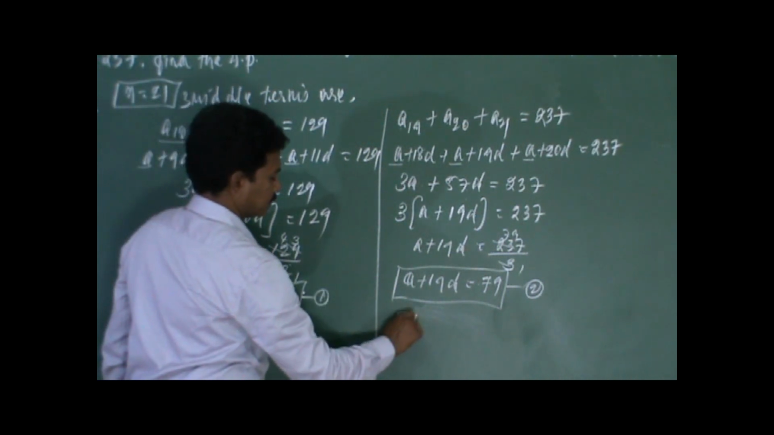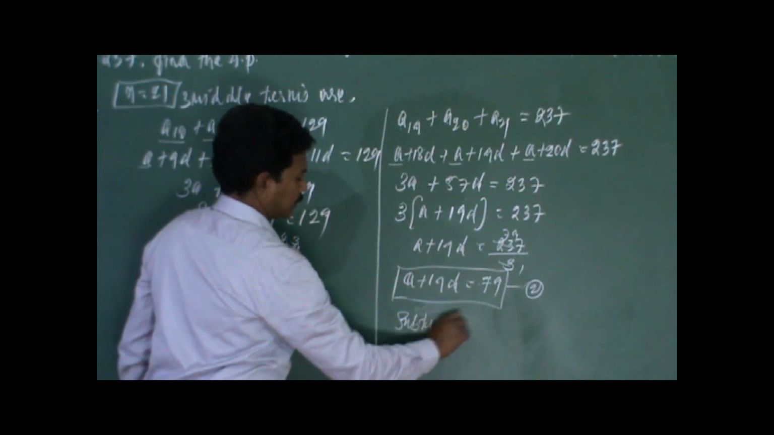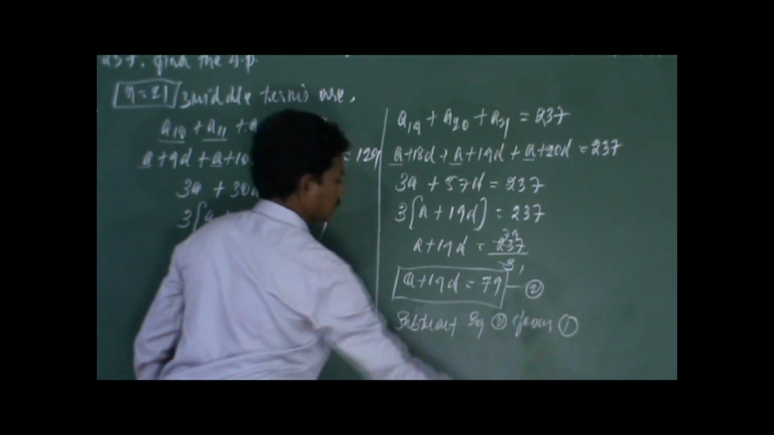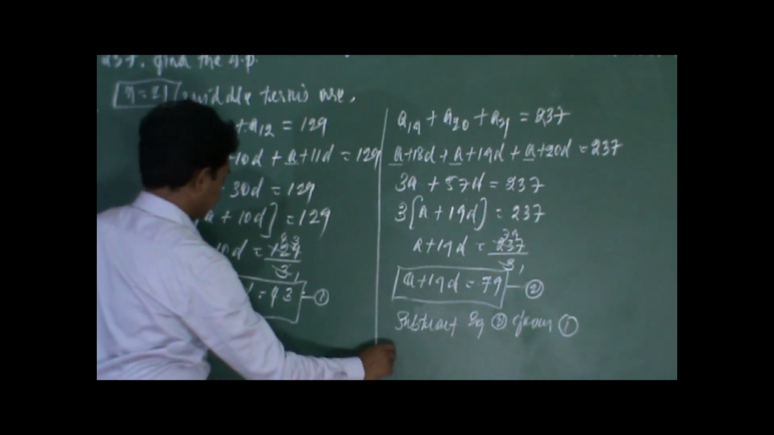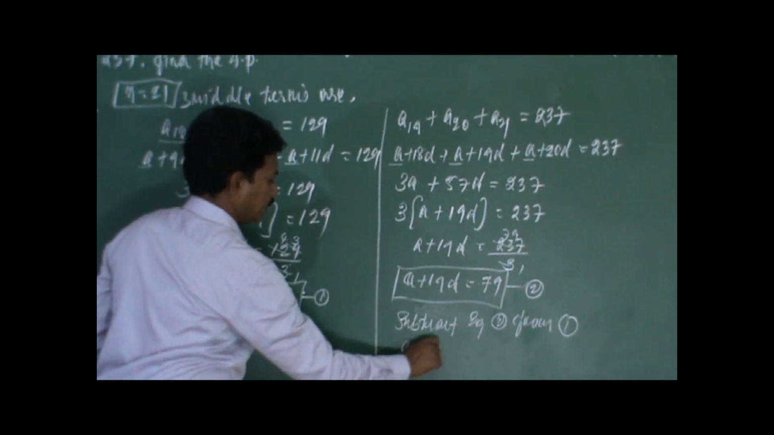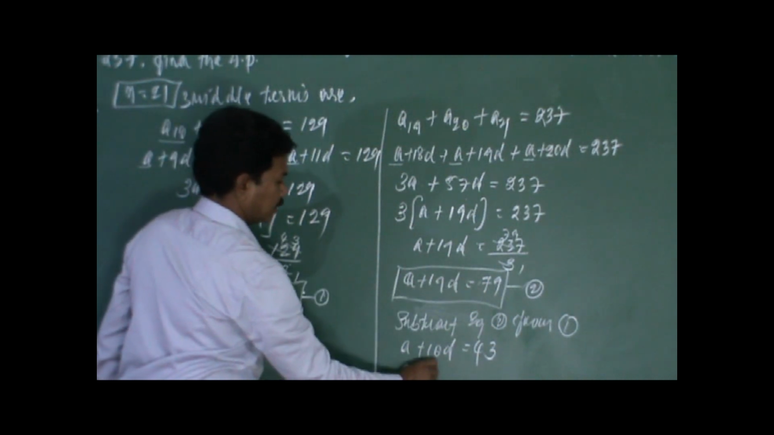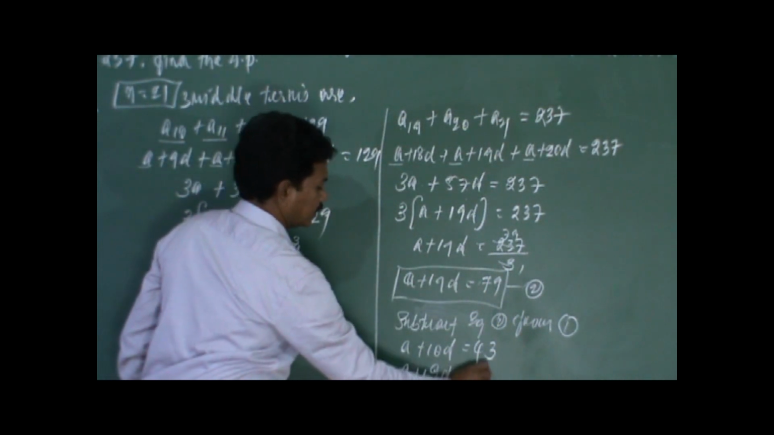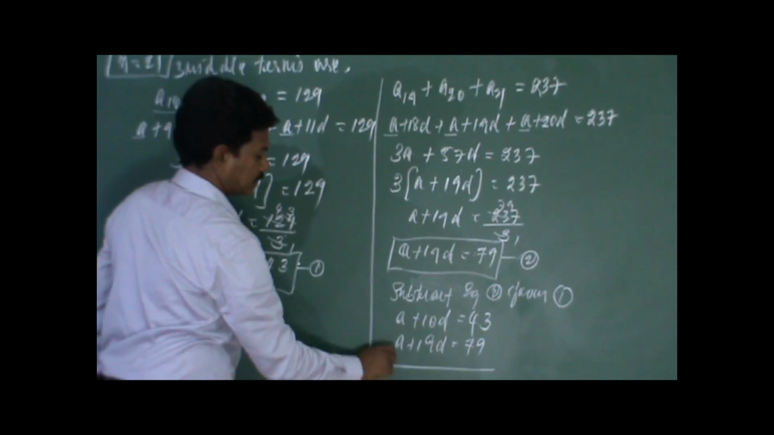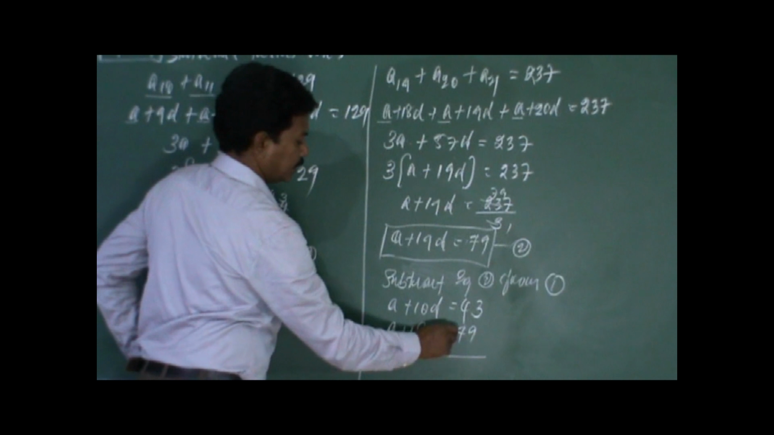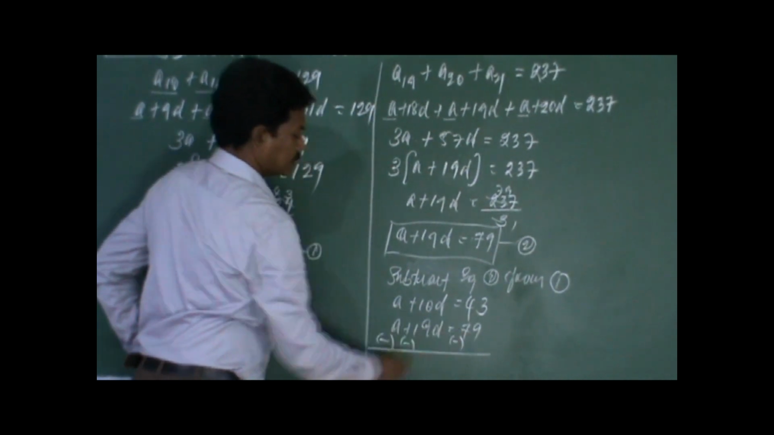So subtract equation 2 from 1. So let us subtract this. So A plus 10D is equal to 43. So A plus 19D is equal to 79. Let us subtract this. So this becomes minus, plus 19D becomes minus 19D, plus 79 becomes minus 79.